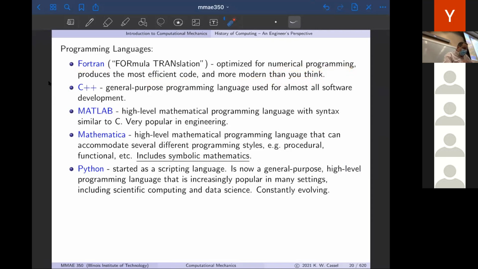C++ then came along. This is more of a general purpose programming language. It is not specifically designed for us. It's not specifically designed for doing numerical programming, although you can. But almost all software today is actually written in C++, general purpose software. So it's very common. Most computer scientists know and use C++, maybe something else as well, but it's an important skill.